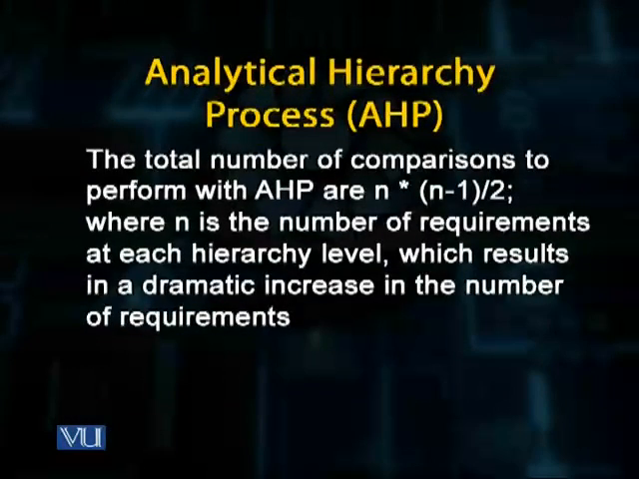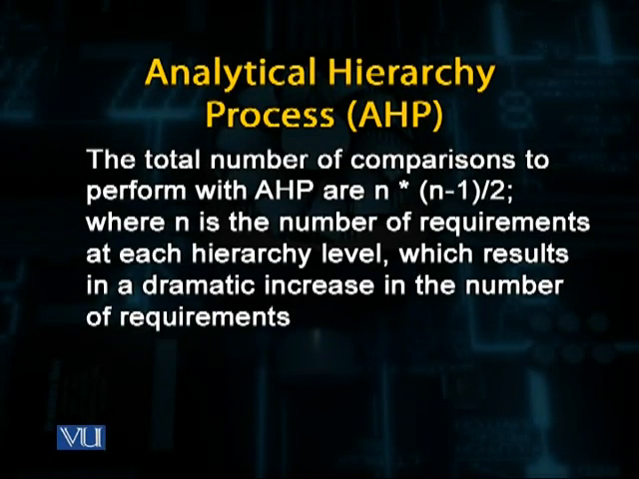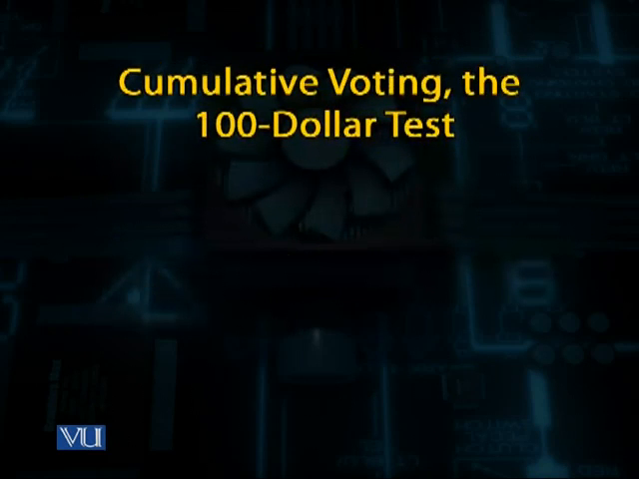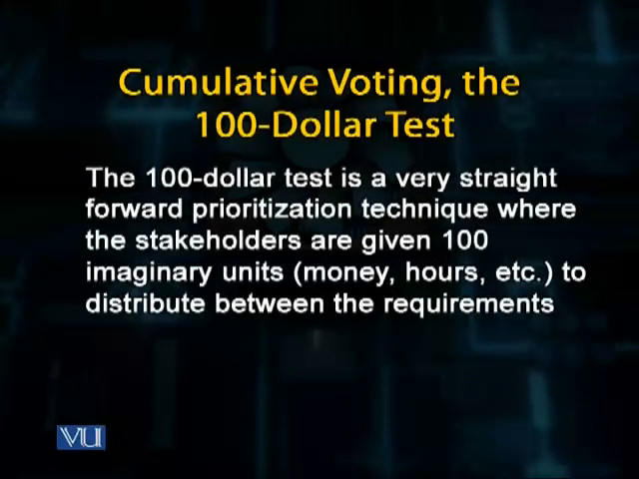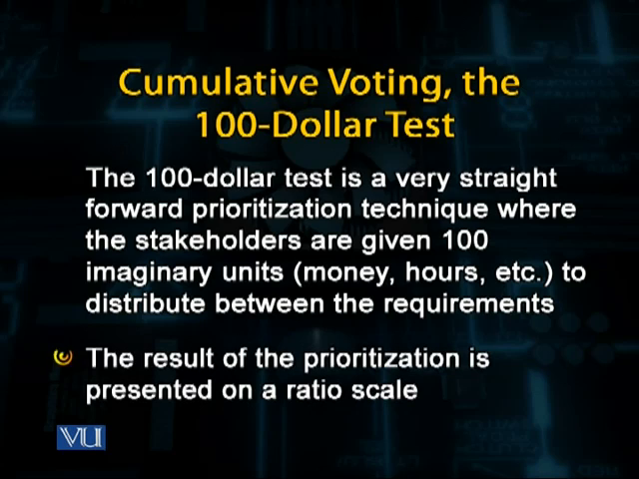اس کے ساتھ پرابلم یہ ہے کہ اس میں جو کمپیریزنز ہیں وہ بہت زیادہ ہیں اور اسٹڈیز ہیو شون دیٹ AHP is not suitable for large number of requirements which is usually the case for big projects. اسی طرح ایک اور اپروچ ہے وہ cumulative voting the $100 test ہے۔ This is a very straightforward prioritization technique where the stakeholders are given $100 of imaginary units, money ہو سکتے ہیں, to distribute between requirements. The result of prioritization is presented on a ratio scale.